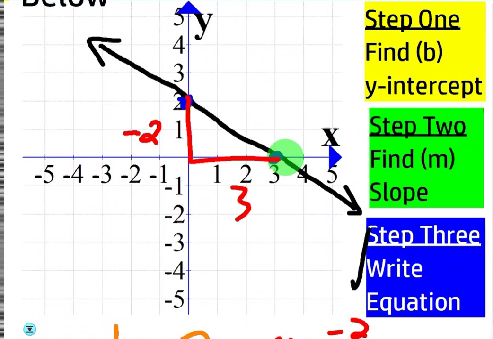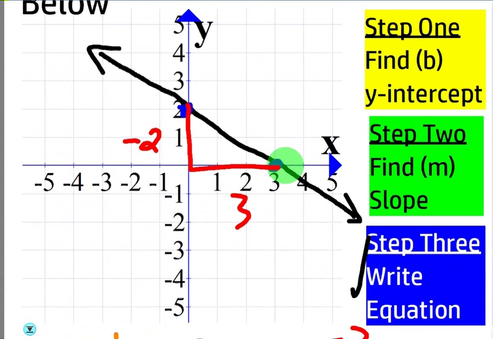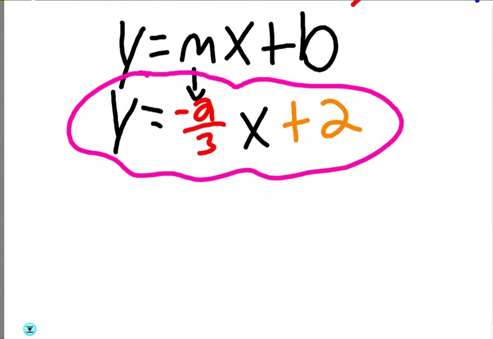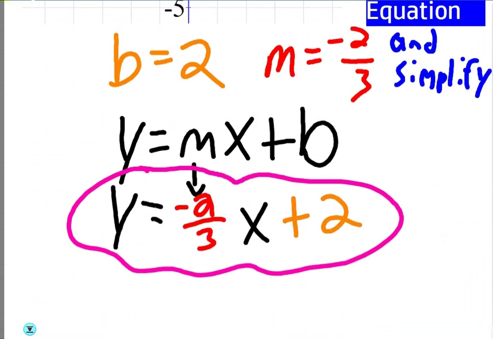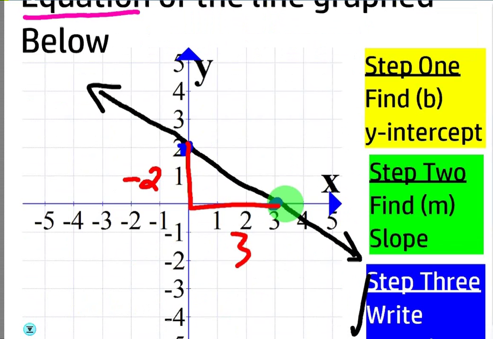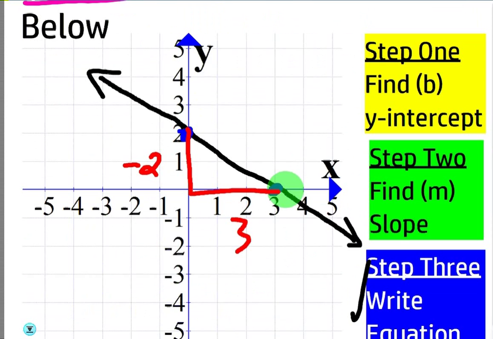I do want to add a little bit to step 3. So for step 3, write this: write the equation and simplify. I just thought about that. Sometimes you need to simplify the equation. Not for this one, but for the next one we're going to do, we're going to need to simplify. All right, any other questions about the first example? Great. Let's go on to the second one.